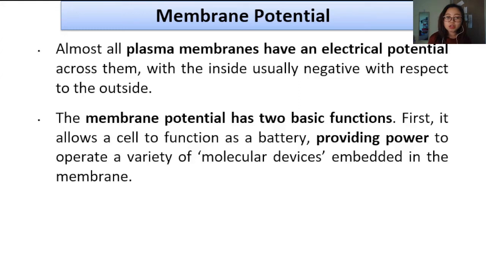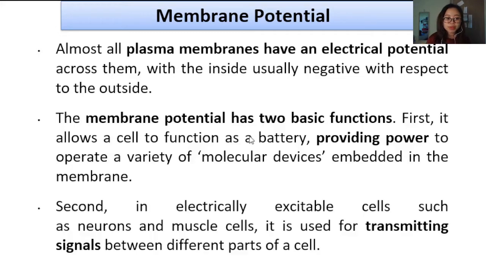First, it allows a cell to function as a battery. This membrane potential provides power to operate a variety of molecular devices embedded in the membrane. And the second function is in electrically excitable cells, such as neurons and muscle cells. It is used for transmitting signals between different parts of a cell. So, perbezaan di antara dalam dengan luar sel ini boleh digunakan sebagai tenaga, nomor 1, dan kedua untuk activate neuron dengan muscle untuk menyampaikan signal.